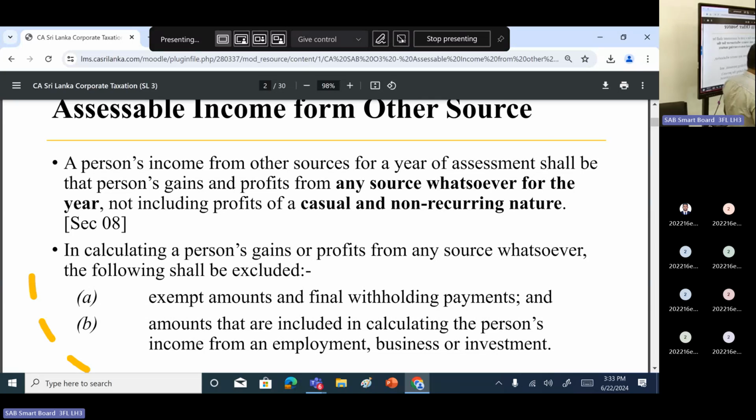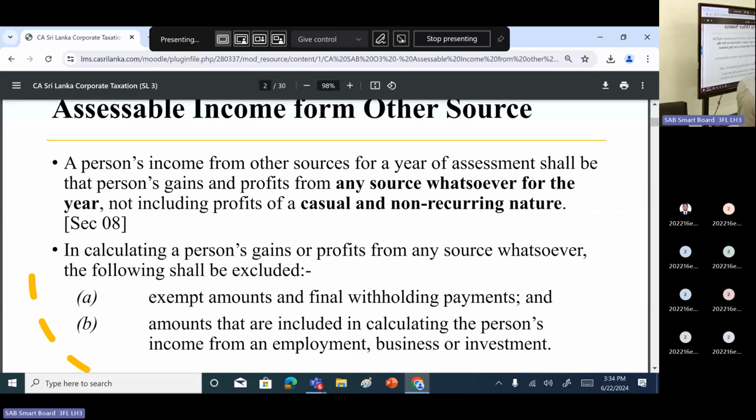Most of the income we discuss in day-to-day language is covered by either employment, business, or investment. Right? If by any chance somebody wants to escape by interpreting in a different way, then this part addresses that type of situation. So as I said, any source whatsoever for a year, not including profits of a casual and non-recurring nature. That means other income sources means any income other than casual and non-recurring.